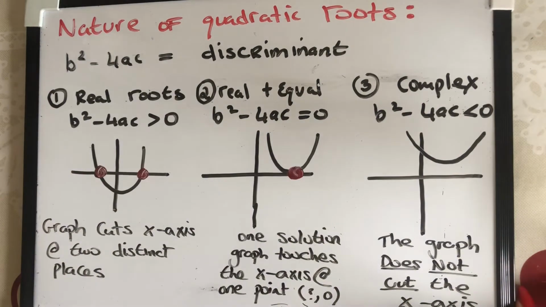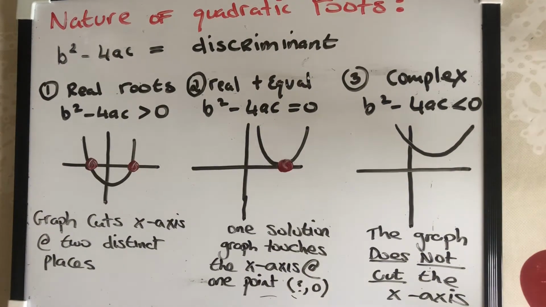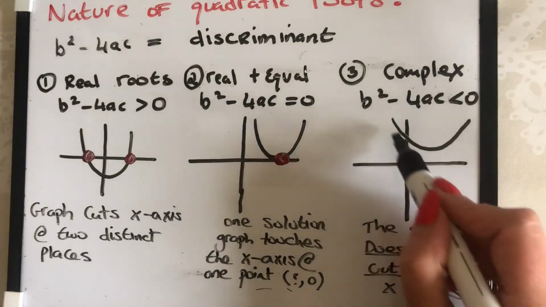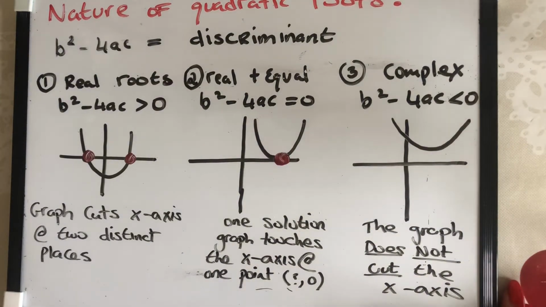And then finally, complex roots: b squared minus 4ac is less than 0. You can see from the graph here that the graph does not cut the x-axis, nor does it touch the x-axis either. Complex numbers will be done in more detail within the chapter on complex numbers. Now let's have a look at a few questions here.